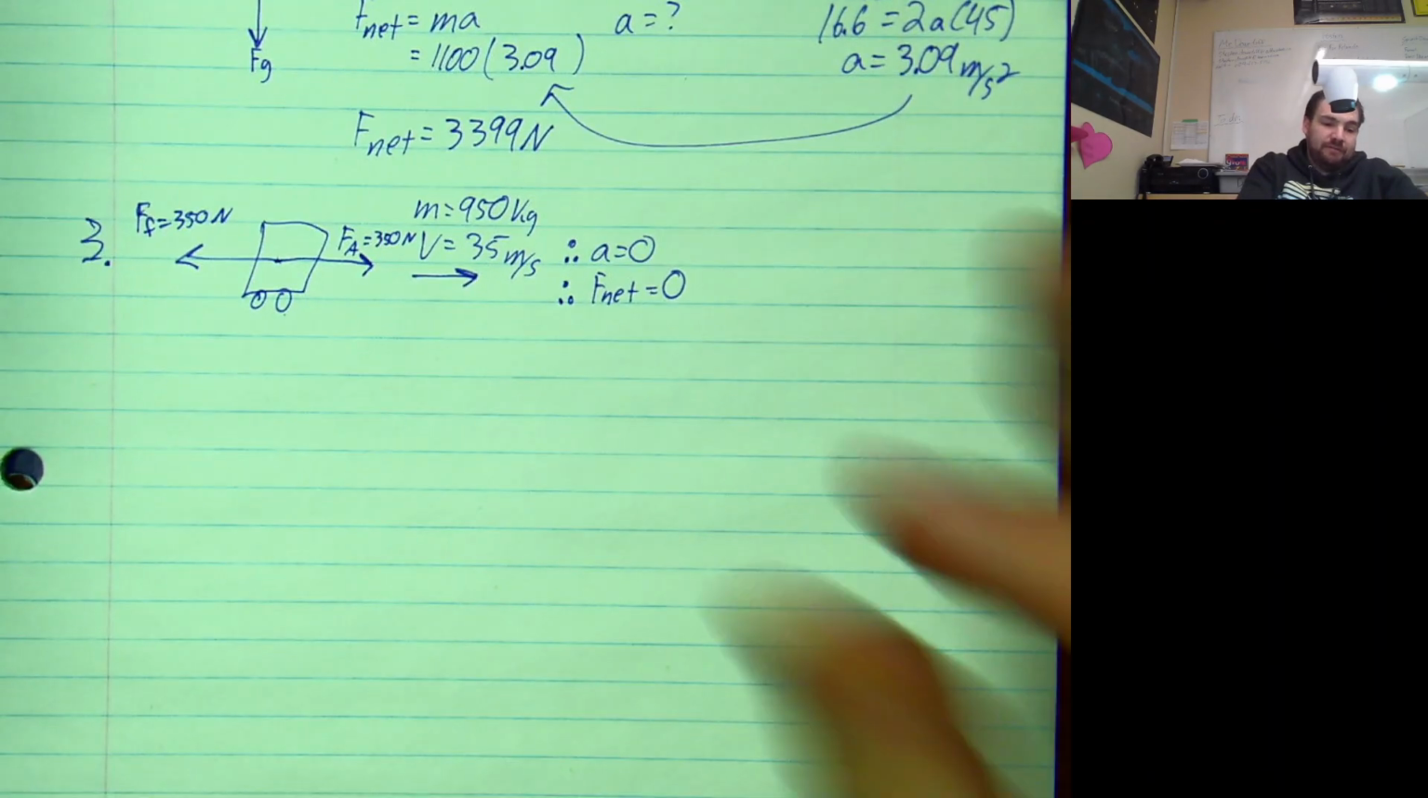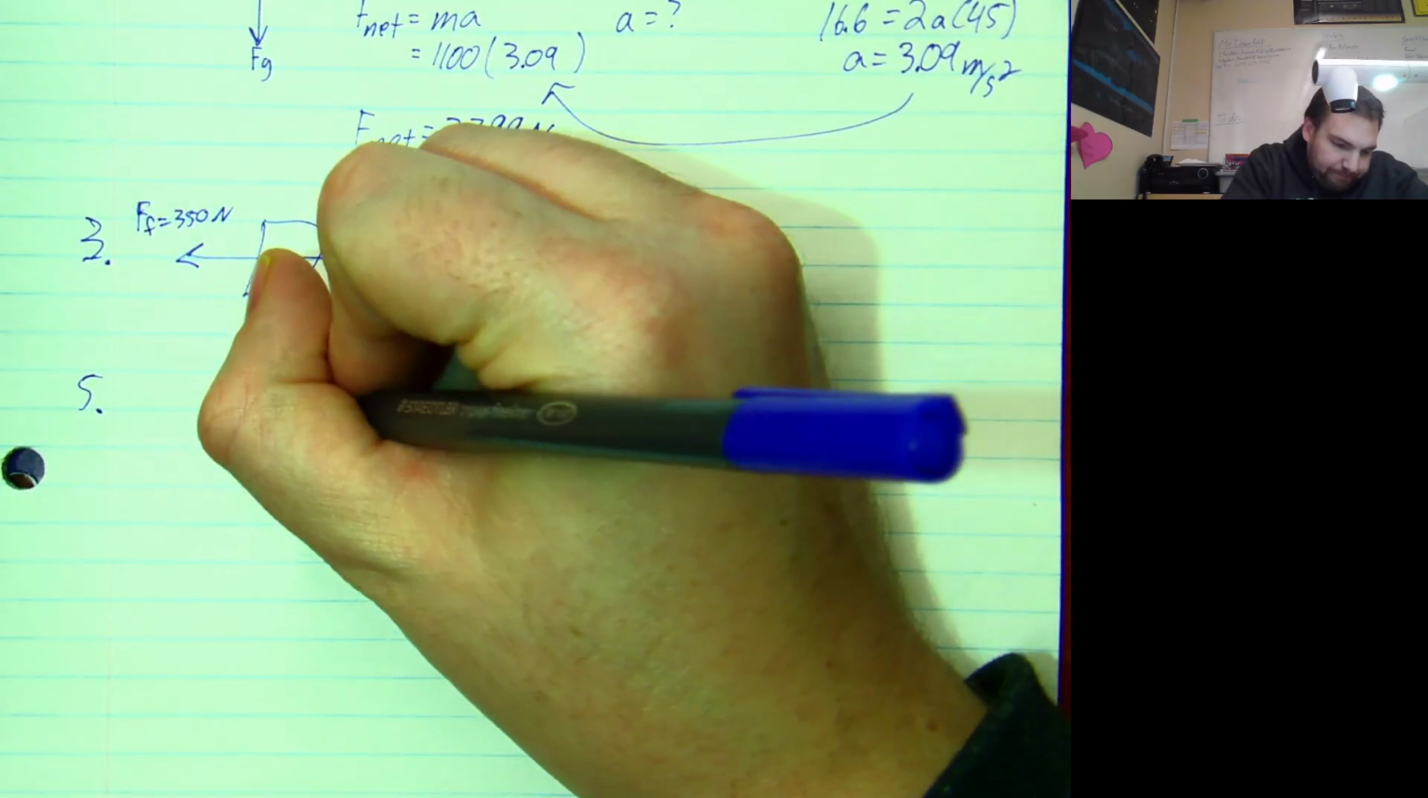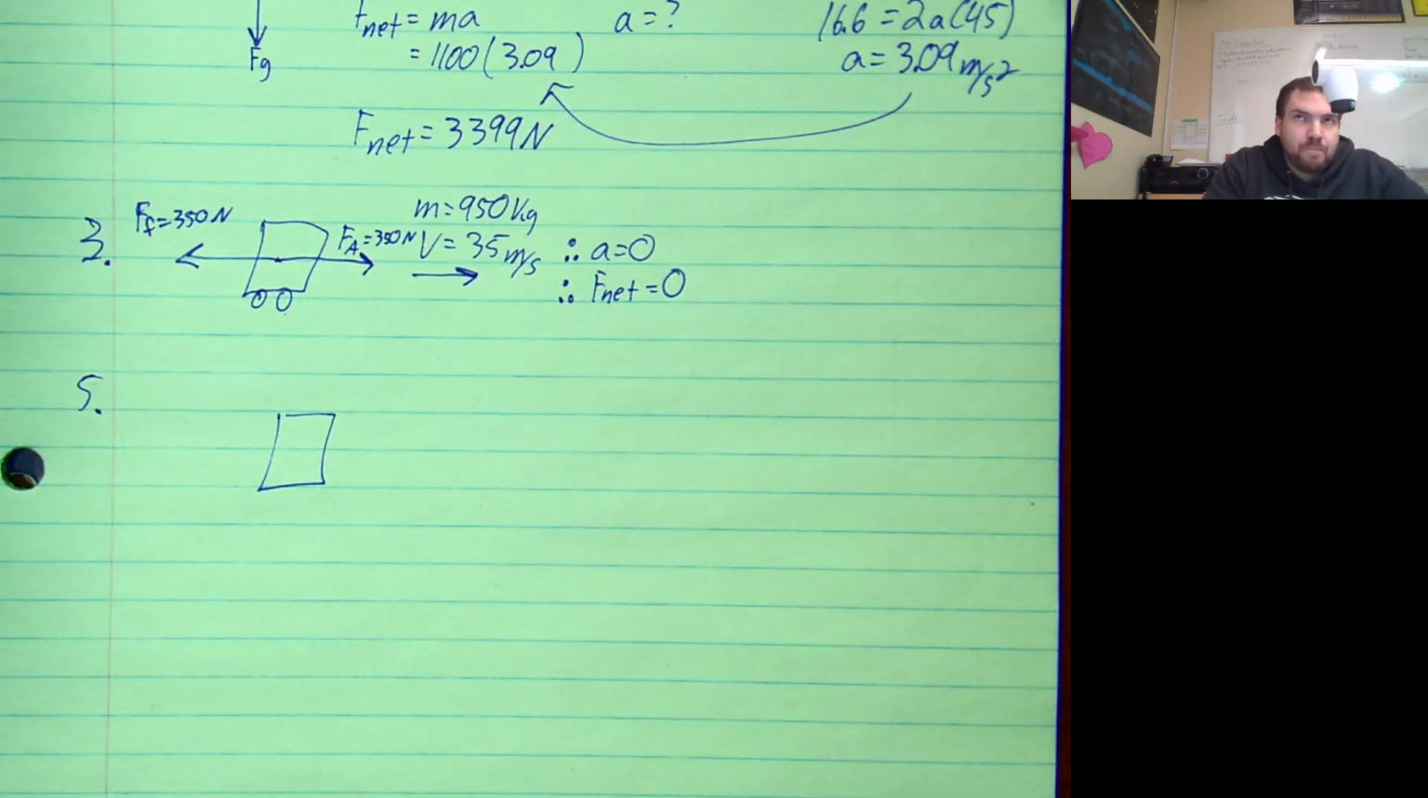Number 5. A student raises their 15 kilogram backpack from the floor at a constant velocity of 5 meters per second. How much force must the student apply? So, let's draw a backpack. Here's my backpack. What forces are acting on my backpack?